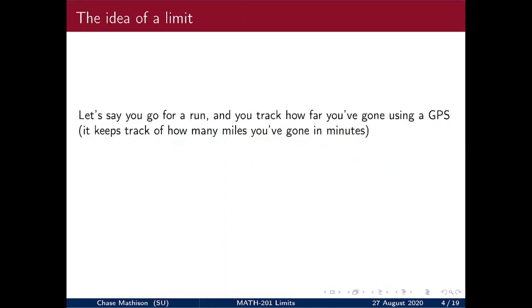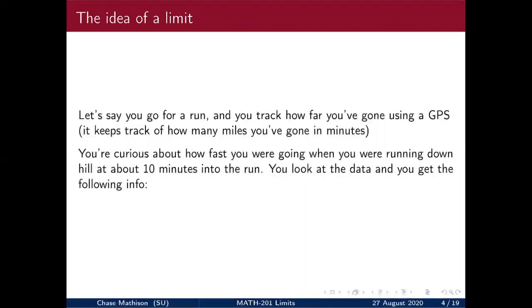All right. So it keeps track of how many miles you've run in how many minutes. You want to know how fast. You feel like at about 10 minutes you're going down this hill, you were really booking it, and you want to know exactly how fast you were going. But all you've been given is your distance and time data.